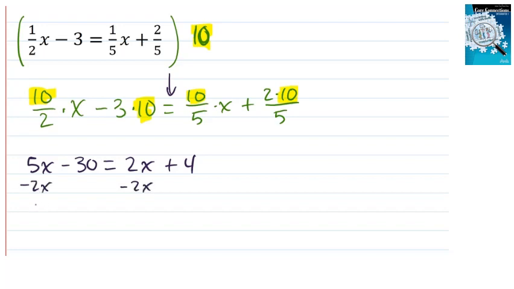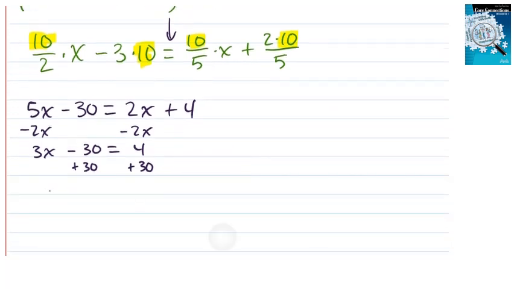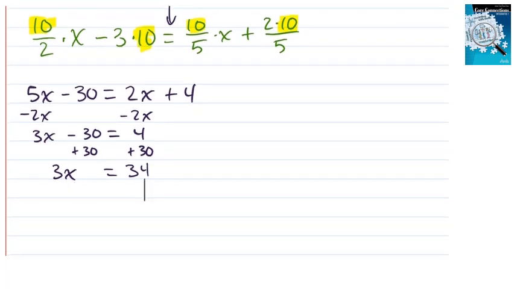On the one hand side, I'm going to have now 3x minus 30 is equal to 4. And then I'm going to add 30 to both sides. And we now have that on the left-hand side, we're just left with 3x, and that is going to equal the number 34. And then finally, I'm going to divide both sides by 3. So that gives me that x is going to equal 34 thirds.